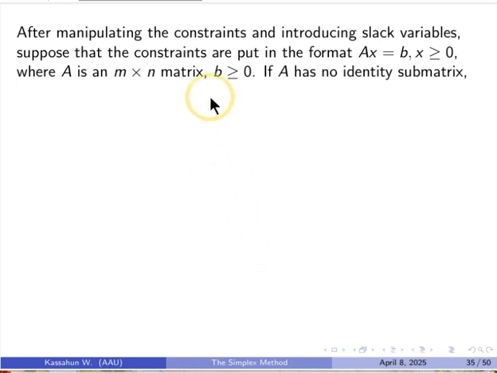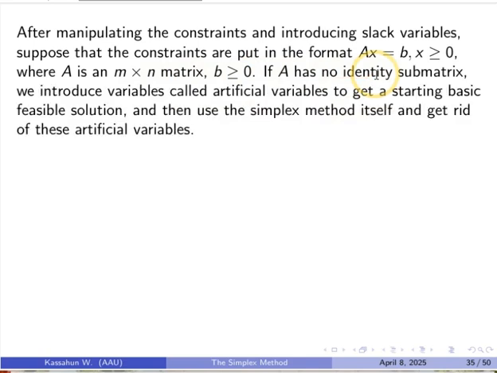After manipulating the constraints and introducing slack variables, suppose that the constraints are put into this form, where A is an m by n matrix and b is greater than or equal to 0. If A has no identity submatrix, what do we do? We introduce variables called artificial variables to obtain an identity matrix. These artificial variables will be eliminated in the process. So once we get a basic feasible solution, we just try to remove the artificial variables included.